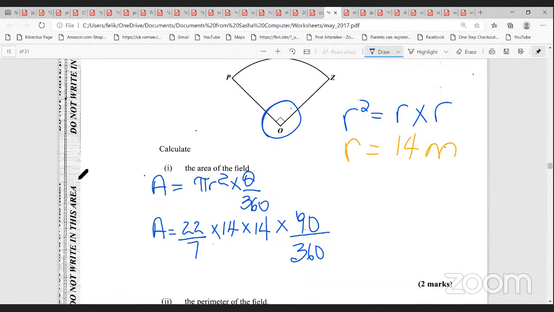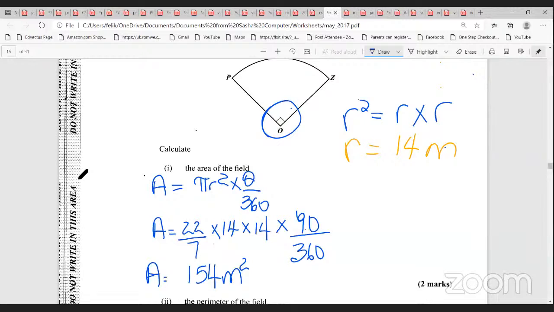All right, so we go ahead and we put all of this into the calculator. You could simplify, you could do your canceling to simplify the numbers, but I think you'd go faster if you put everything into the calculator. So I'm going to multiply 22 times 14 times 14 times 90. And then I just press divide by 360, divide by 7. And that gives me 154 meters square, or square meters. And this is the area.